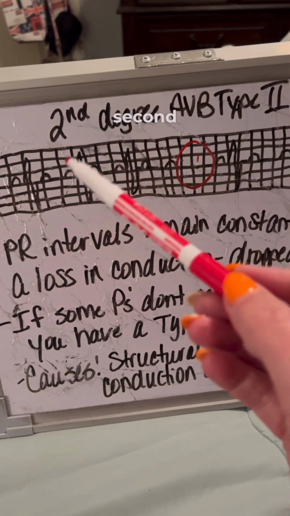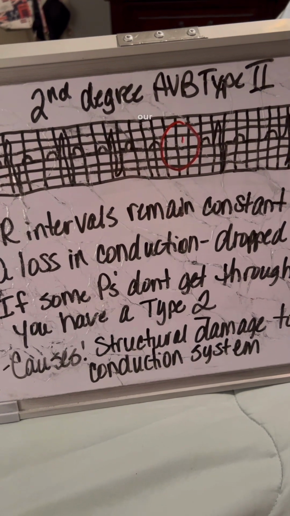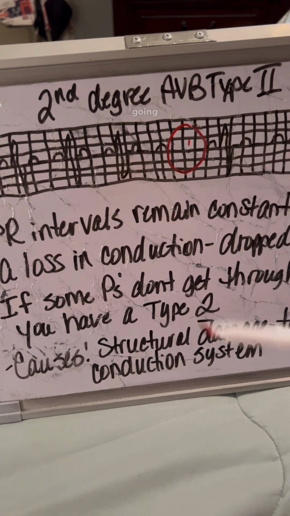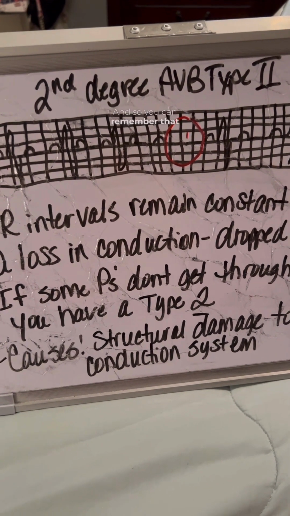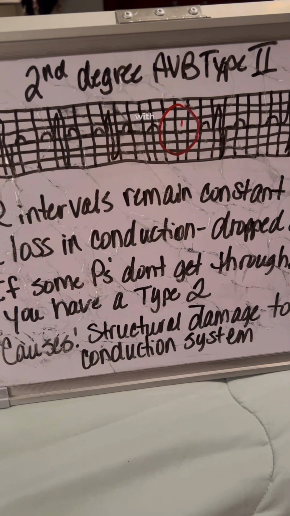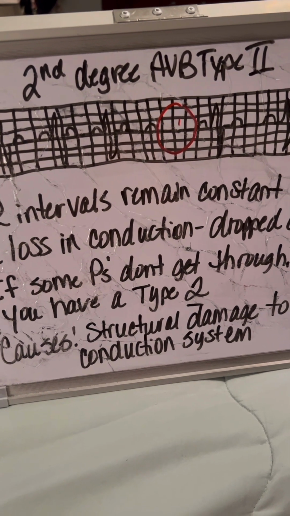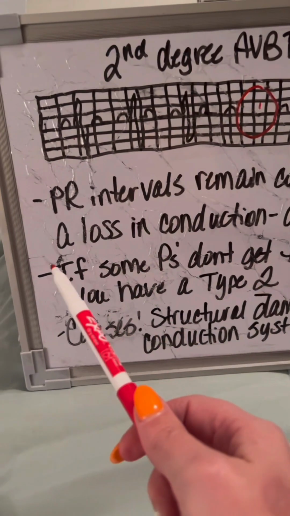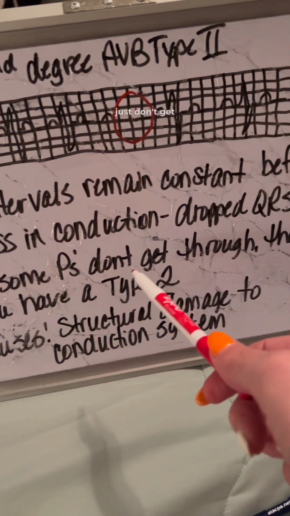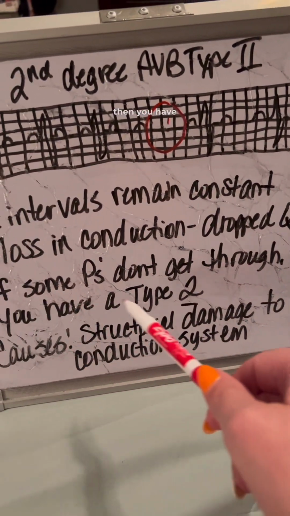So with our second degree AV block type 1, our memory trick was going, drop. Now you have a winky Bach. And so you can remember that you wink with one eye. So a winky Bach is a type 1. With our second degree type 2, we say if some P's just don't get through, then you have a type 2.